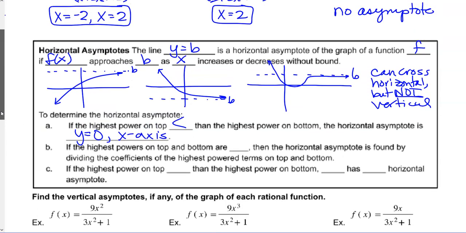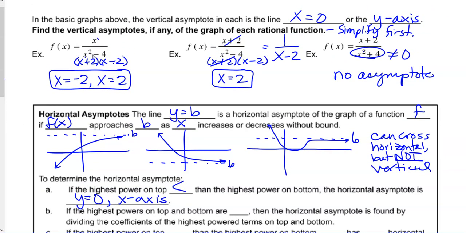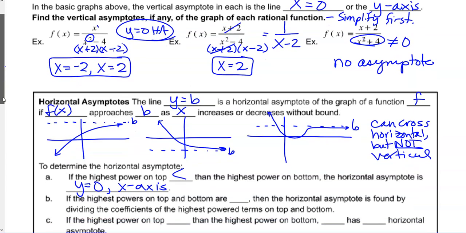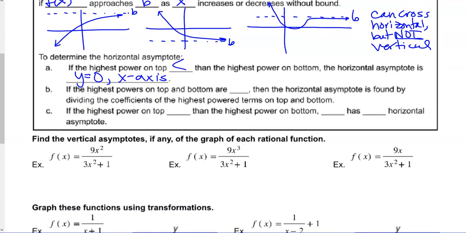If you look at this one up here, this power is 1, this power is 2, that is the degree of those. This would actually have a y equals 0 horizontal asymptote, okay? So make sure that you can recognize those powers. Now, if the highest power on top and bottom are equal, this is where the most work occurs. Then the horizontal asymptote is found by dividing the coefficients, or the numbers, of the highest powered terms on top and bottom. And we'll see that in just a second.